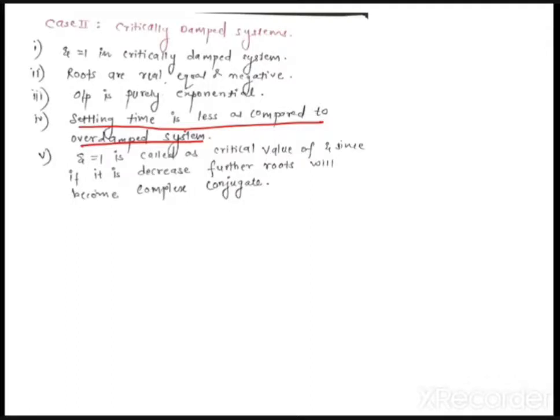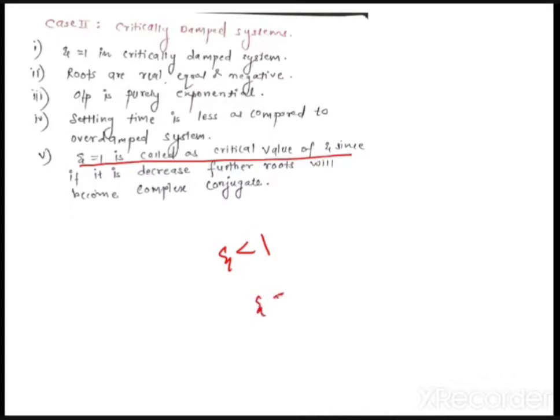Okay, and one more important point, this zeta equal to 1 is called the critical value of zeta, because if the value of zeta is less than 1, means what? Let us say zeta is equal to 0.99. The roots will become complex conjugate. Means what I want to explain is that zeta equal to 1 is the least value, or you can say the minimum value of zeta where the roots are real.